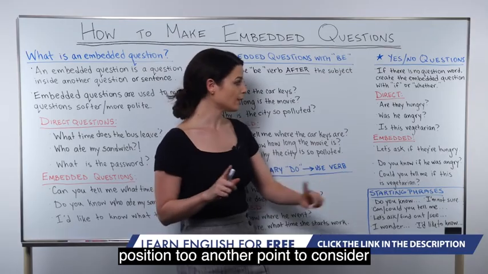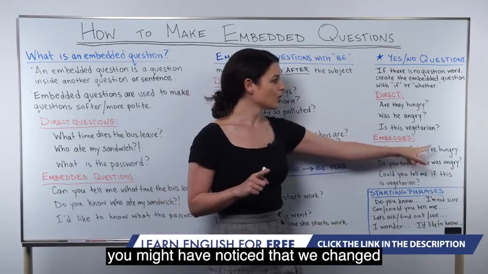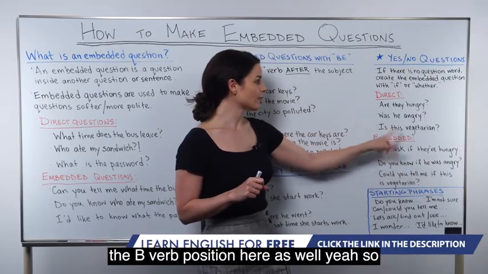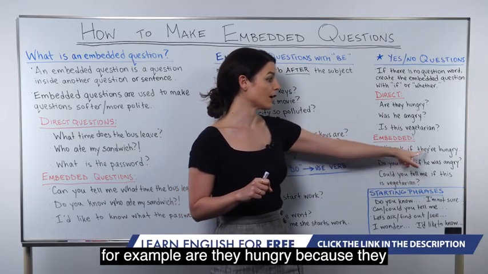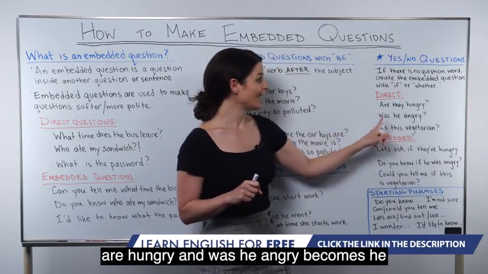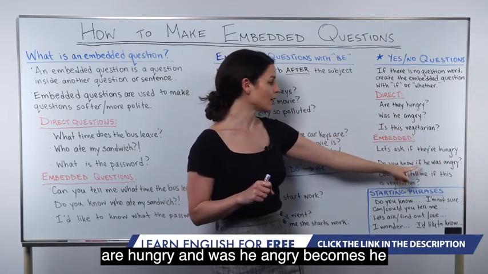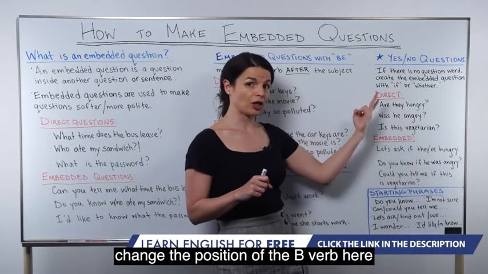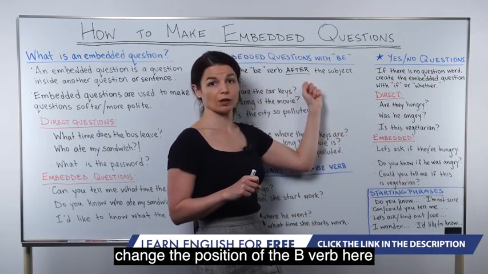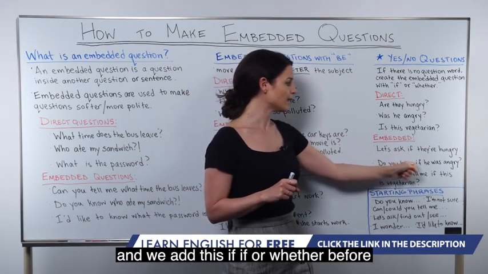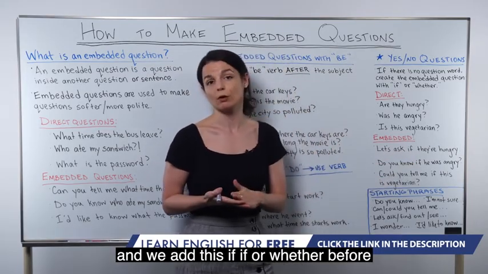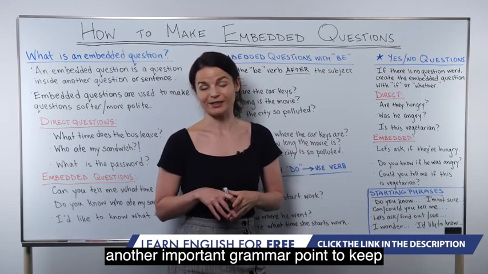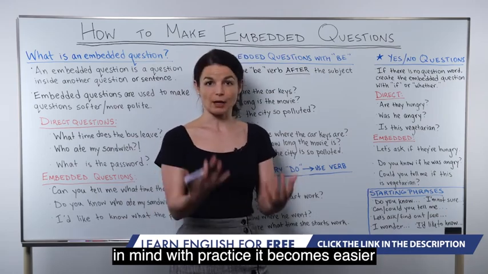Another point to consider, you might have noticed that we changed the be verb position here as well, yeah? So for example, are they hungry becomes they are hungry. And was he angry becomes he was angry, right? So we still have to change the position of the be verb here. And we add this if or whether before the embedded question, okay? So this is another important grammar point to keep in mind. With practice, it becomes easier.